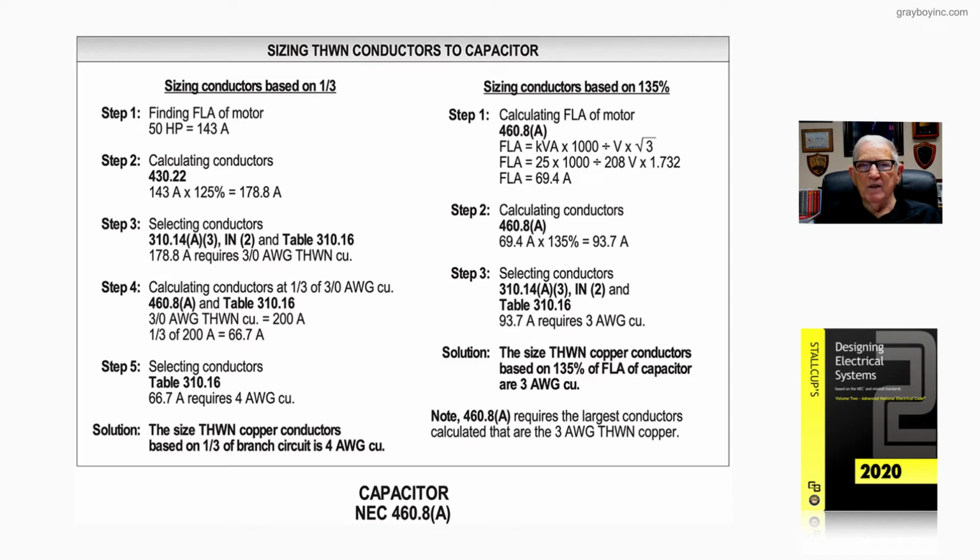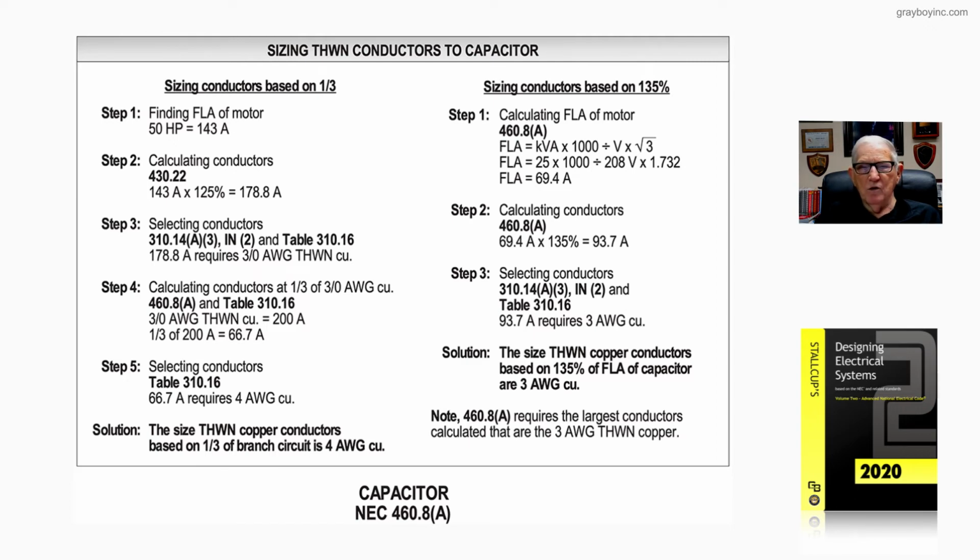It's a 25 kVA capacitor times 1,000 divided by the square root of 3, because it's 3-phase. So when we take the square root of 3, then we would have 25 times 1,000 divided by 208 volt times the square root of 3, 1.732, 69.4 amp. 460.8(A) requires the 135% rule to be applied, so 135% of 69.4, 93.7.